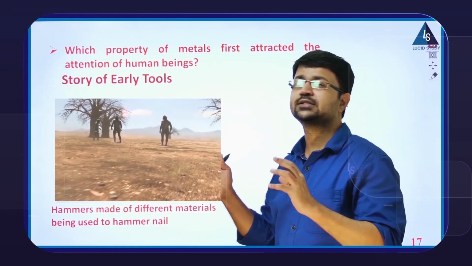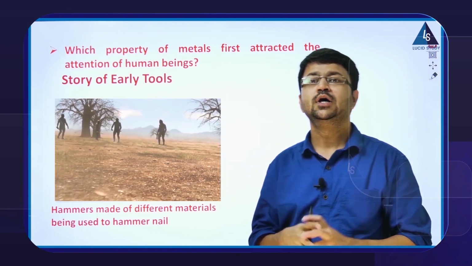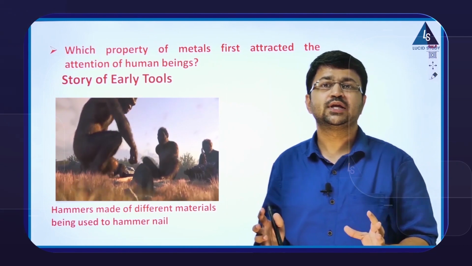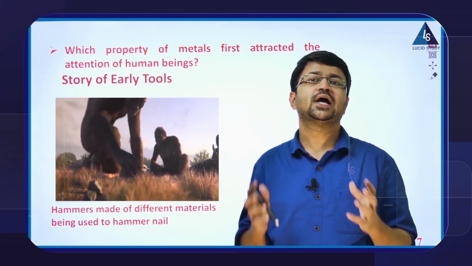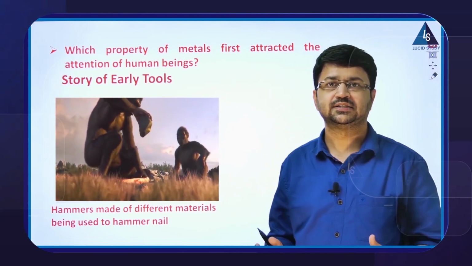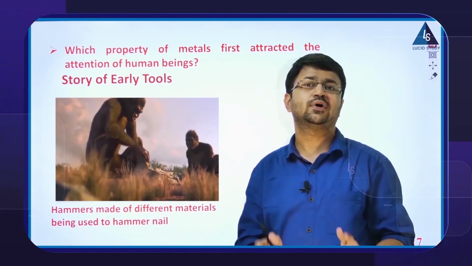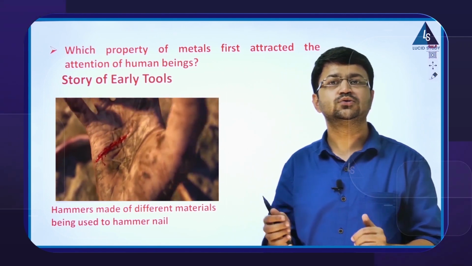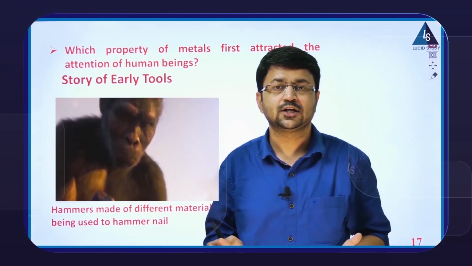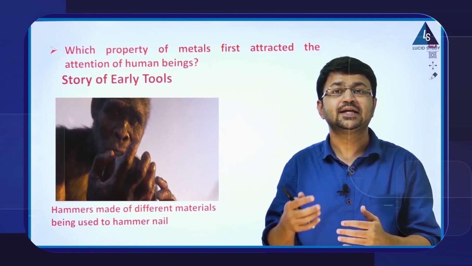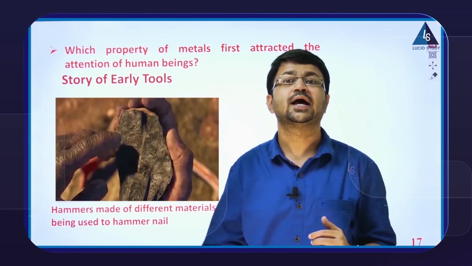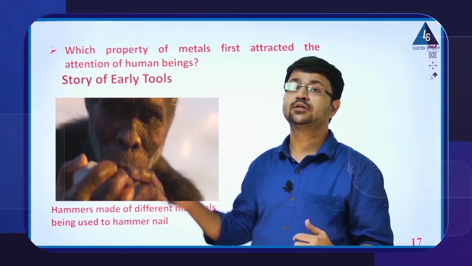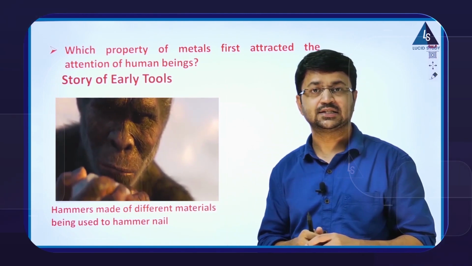See here, in this story of early tools, human beings generally were using only their hands to carry out various activities. For example, to hammer a nail on a wooden surface, human beings were using only their hands. Is it clear? But slowly, as the intelligence of human beings increased, they started using stones to hammer the nails.